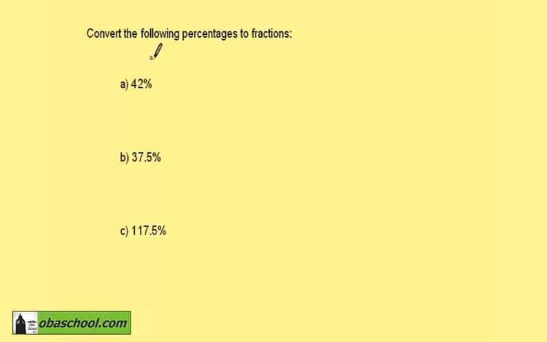We want to convert the following percentages to fractions. Look at 42%. 42% we know is 42 out of 100. What we need to do now is cancel this to the simplest possible fraction. 2 goes into 42 21 times and into 100 50 times. There's no more cancelling possible, so we have 21 over 50.